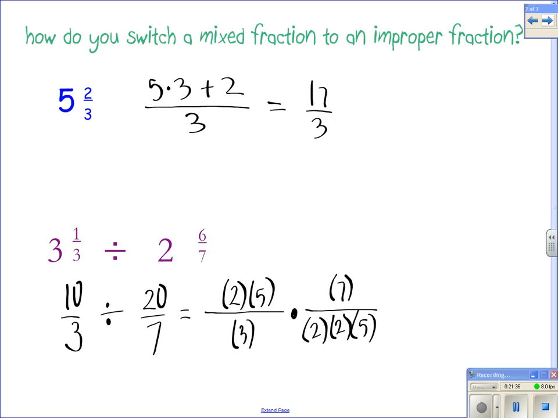So now what goes away? 2 goes away, 5 goes away, 7 over 6. Any questions? Again, the process is what I'm looking at.